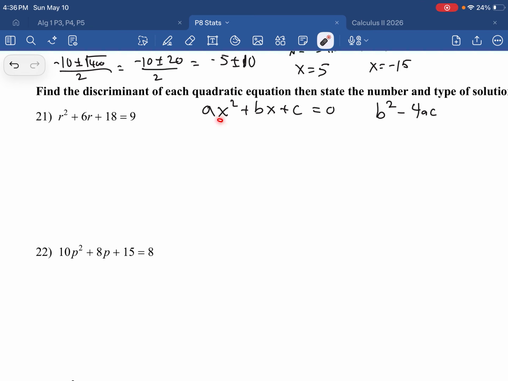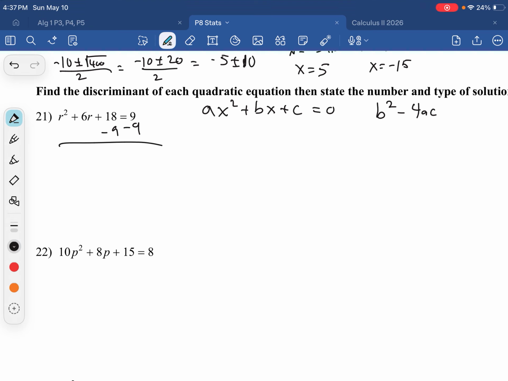You might have different variables besides x, like in this case it's r or p, but there's the quadratic term, the linear term, and the constant. This is all true when it's set equal to 0. A mistake a lot of people make is just taking this without setting the equation equal to 0. r squared plus 6r plus 9 equals 0.